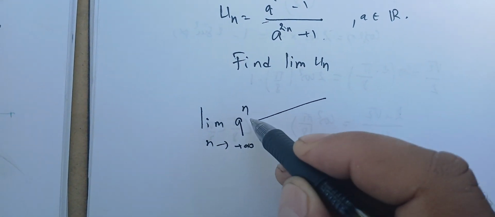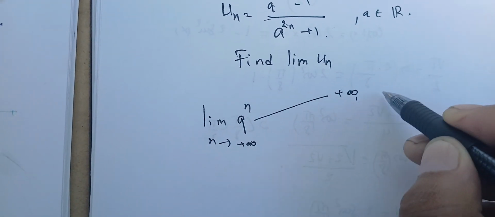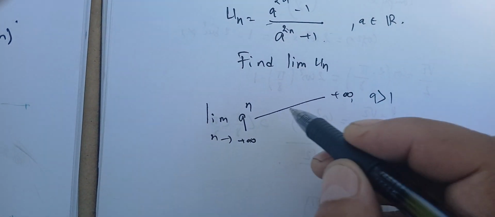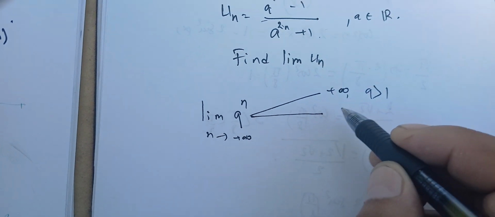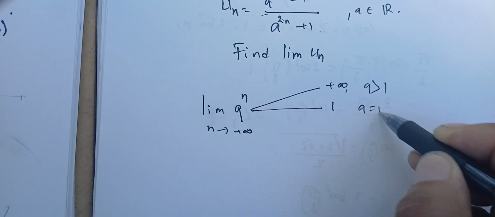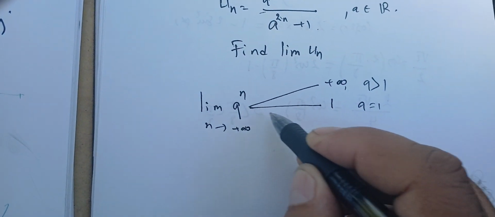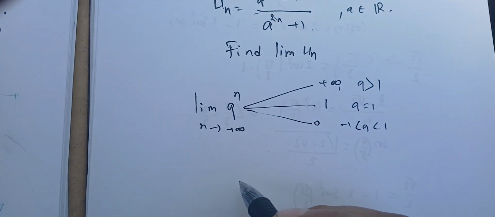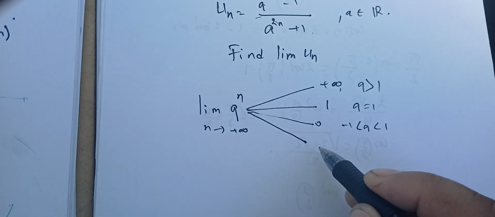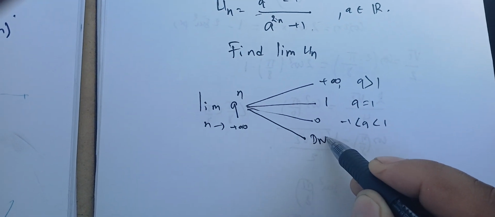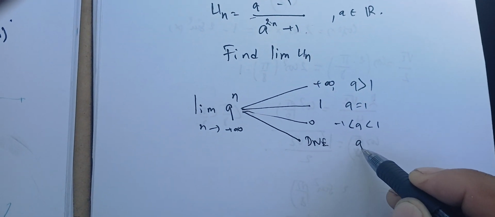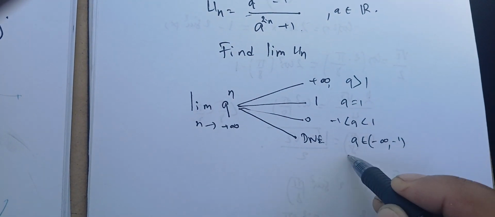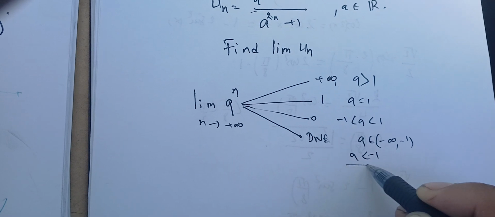So this limit will be infinite if q is bigger than 1. If q is 1, it will be 1. It will be 0 if q is between minus 1 and 1. And it will not exist if q is in the interval minus infinity to minus 1, or I can say just q is less than minus 1.